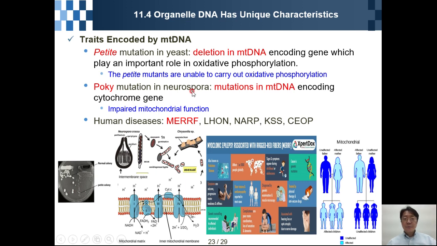In Neurospora, this is Neurospora, there is another mutation, the poky mutation. The poky mutation is a mutation in mitochondrial DNA, including the cytochrome gene. This is the oxidative phosphorylation. The cytochrome gene plays a very important role in electron transfer. So in the poky mutation, they show impaired mitochondrial function. It means that their growth rate will also be very slow.